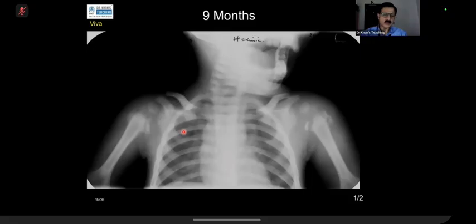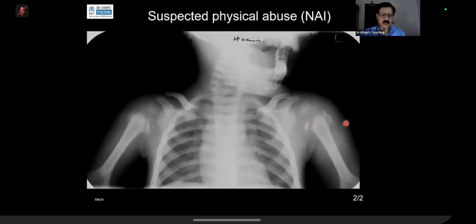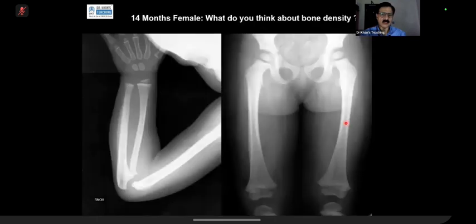What do you think is happening here? Candidate 4. Look at the metaphysis, NAI. Okay, good. So here what is happening is that if you see, there are metaphyseal corner fractures, bilateral, and there is periosteal reaction. It's a classical location, and this is also suspected physical abuse, or previously known as NAI.